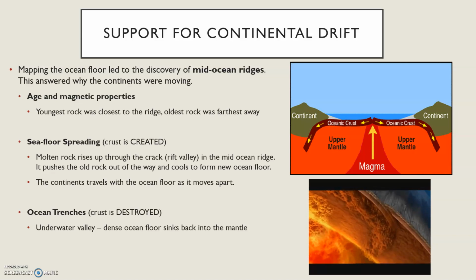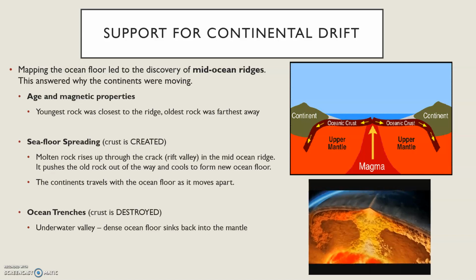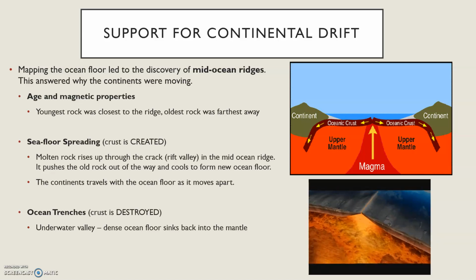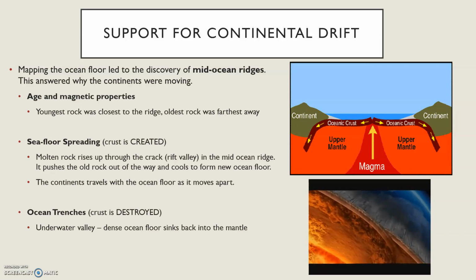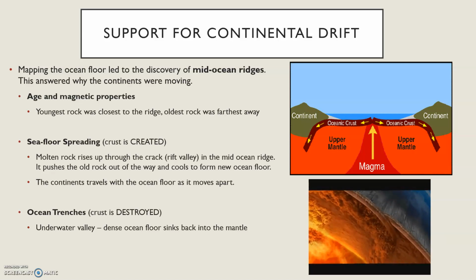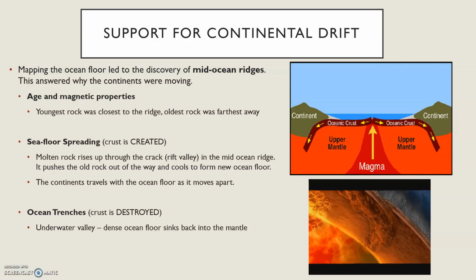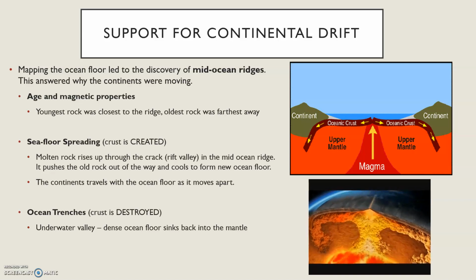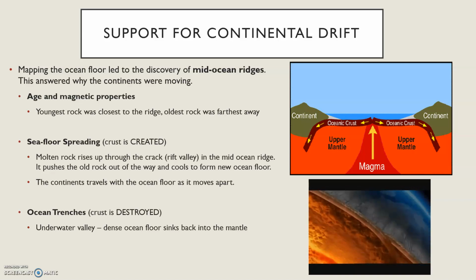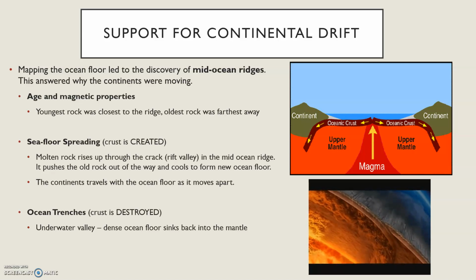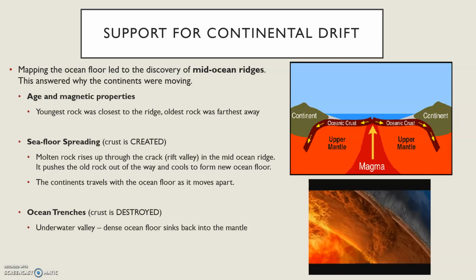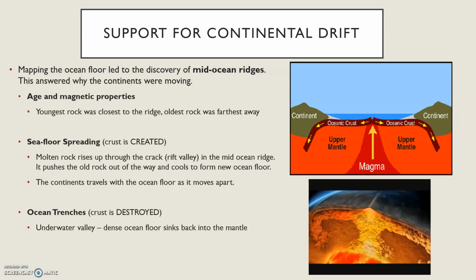So they found three big things. They found that age and magnetic properties were important, showing that the youngest rock was going to be closest to the new ridge and the oldest rock would be furthest away. They also discovered the idea and understanding of what seafloor spreading is, which is where the crust is being created. And the third thing was they understood and became aware of ocean trenches where the crust is being destroyed.